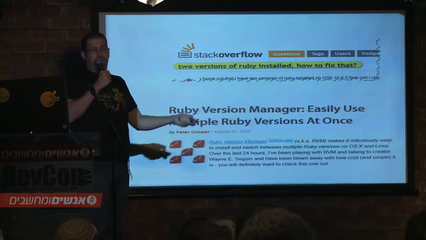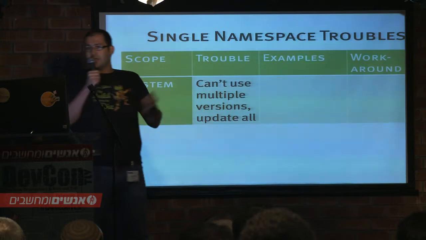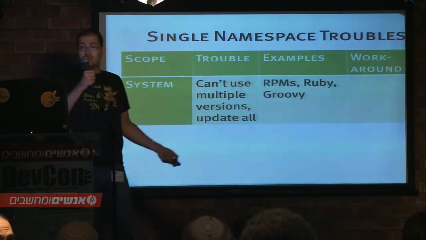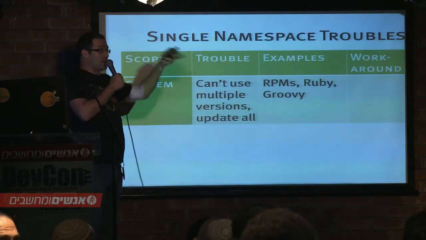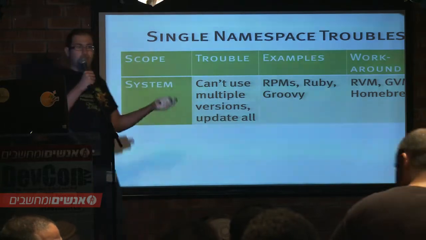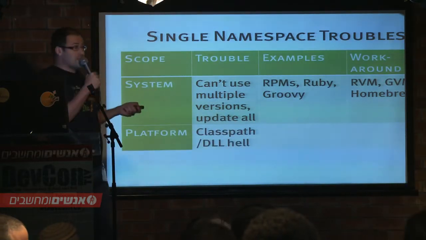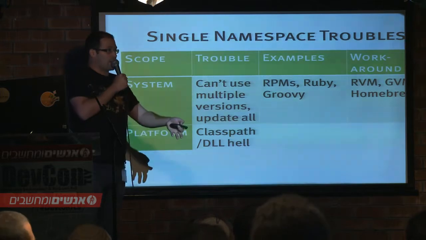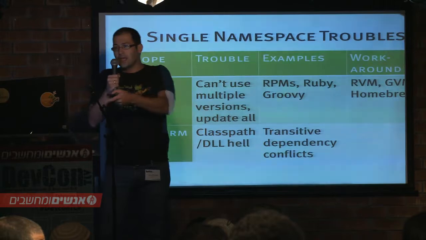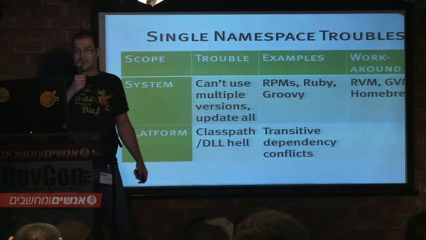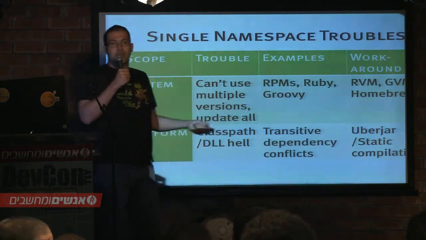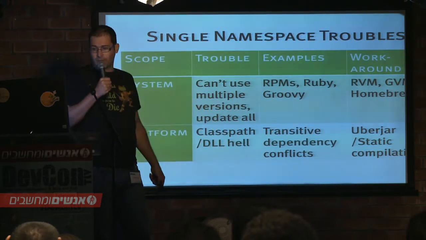So we have different types of workarounds. For example, if you have these multiple versions at the system level, like RPMs, like Groovy, like Ruby that I mentioned earlier, you have some workarounds like Ruby Version Manager and Groovy Version Manager or Homebrew, etc. If you go to the platform, be it the .NET platform or the JVM platform, you have this classpath or DLL hell. So you have transitive dependency conflicts. I'm going to mention it in a second. And you have some workarounds like the Uber jar or static compilation in the C and .NET world.